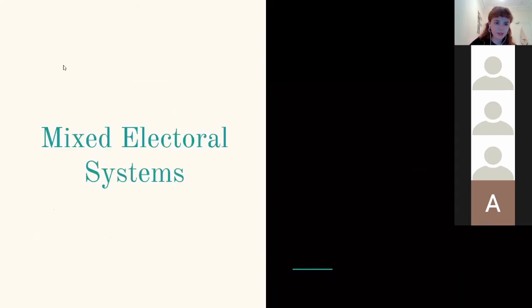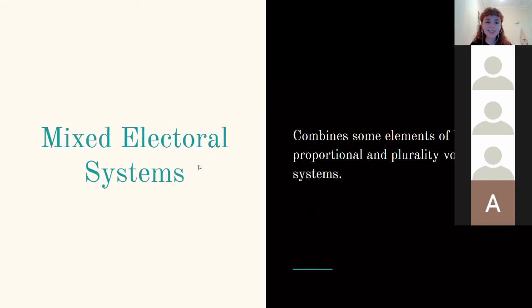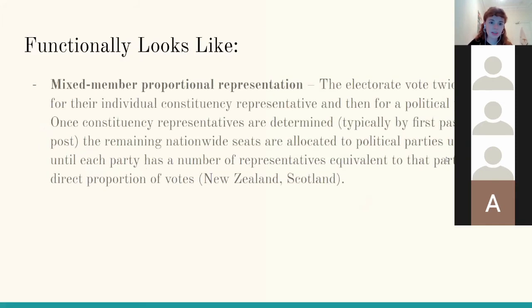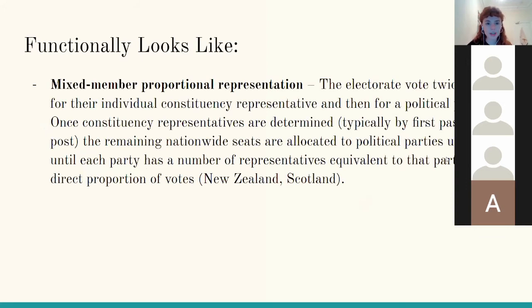Cool. And then lastly, on to mixed electoral systems. So this is pretty much exactly what it sounds like. It combines some elements of proportional and plurality voting systems. So this will look like mixed member proportional representation. The electorate can vote twice. You can vote for your constituency representative, and also you can vote for a list party. Once you've determined your constituency representatives by something like first past the post, the rest of the seats are allocated to political parties until each party has a number of representatives equivalent to that party's proportion of votes.